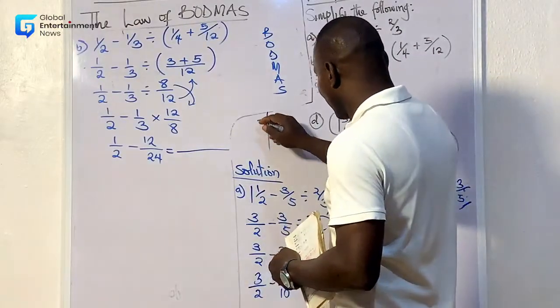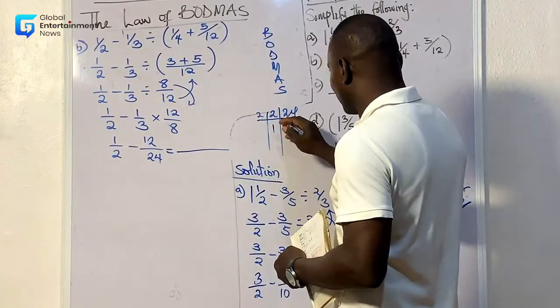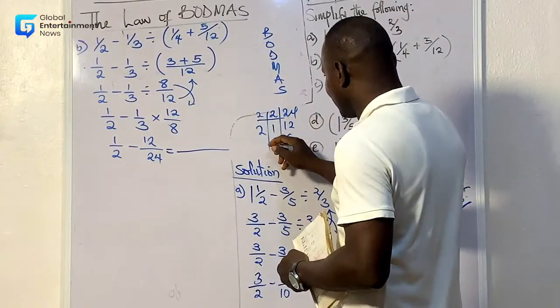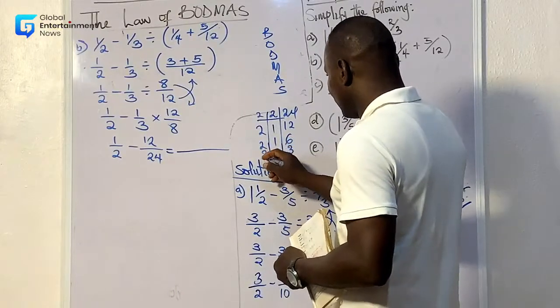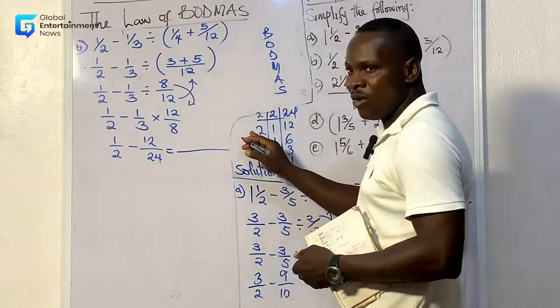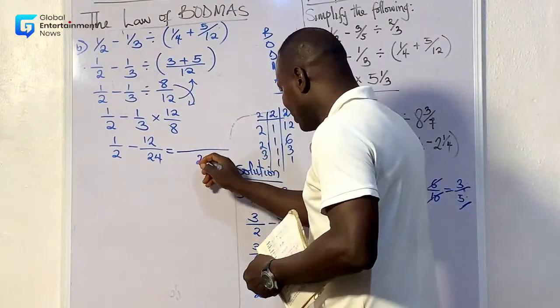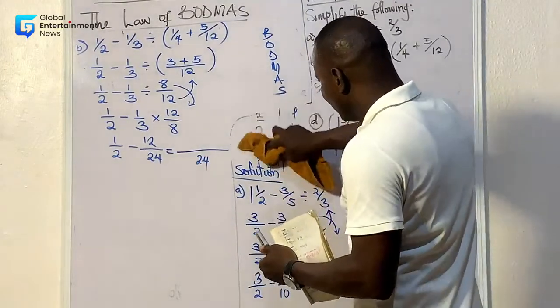Okay, let's try to look at it. 2 and 24. 2 here is what? 1. 2 here is what? 12. 2, 1. 2 here is what? 6. So 2, 1. 2 here is what? 3. 3, 1. 3 here is 1. 2 times 2 is 4. 4 times 2 is 8. 8 times 3 is 24. That means my LCM is 24.